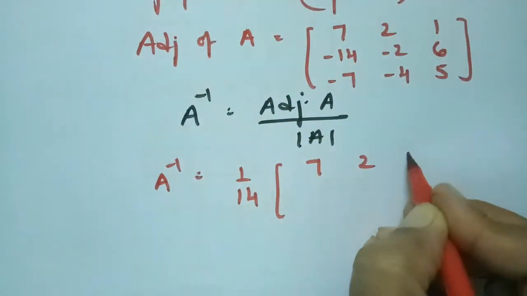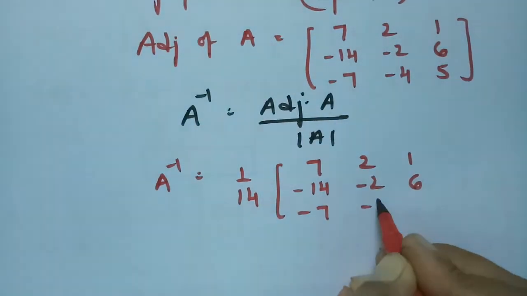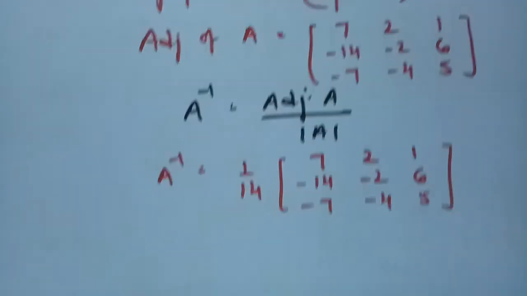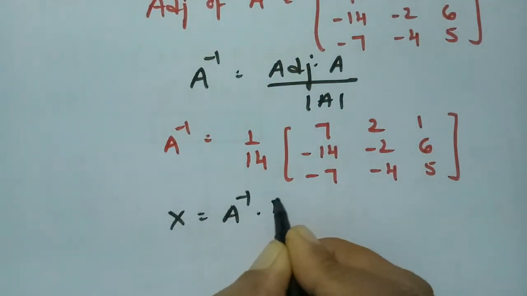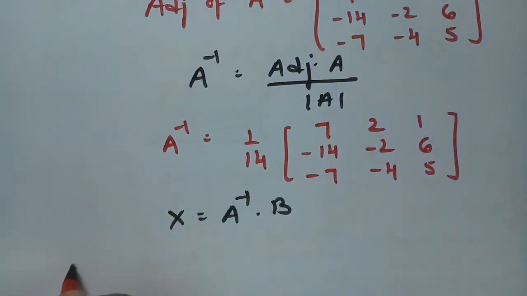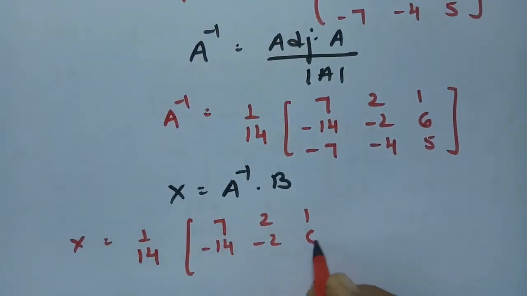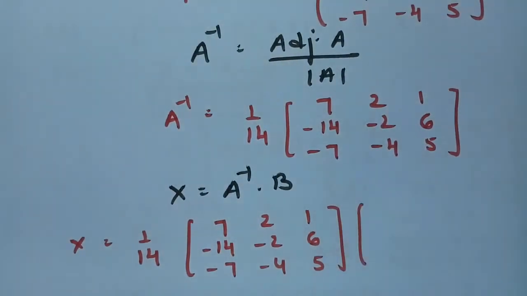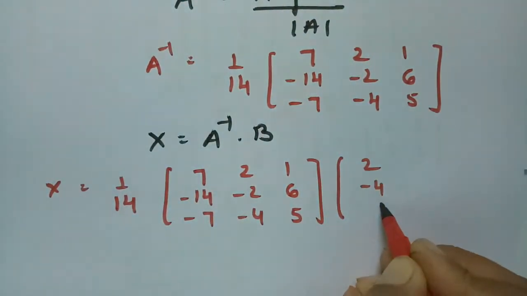Adjoint is nothing but 7 2 1. This is minus 14 minus 2 6. This is minus 7 minus 4 and 5. So now we have A inverse. So we have X is equal to A inverse dot B. So X is equal to 1 by 14 times of, this is 7 2 1. This is minus 14 minus 2 6. This is minus 7 minus 4 5 into B. What is our B value? So B value is 2 minus 4 8.